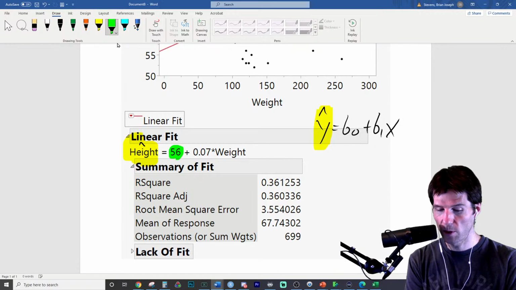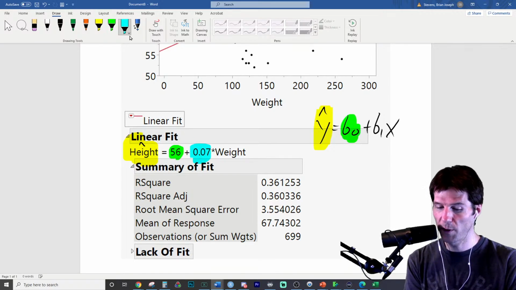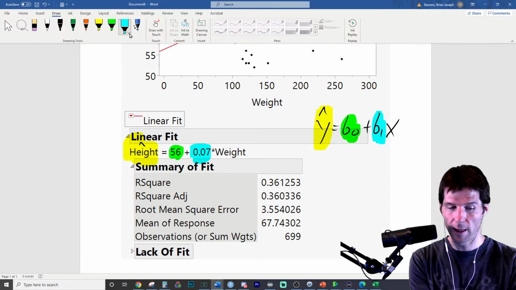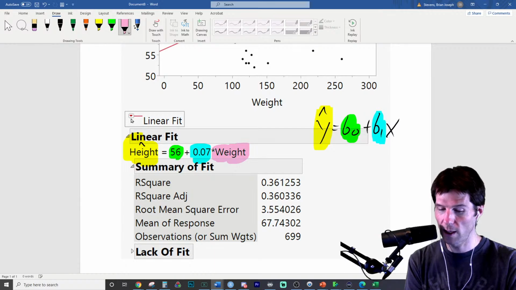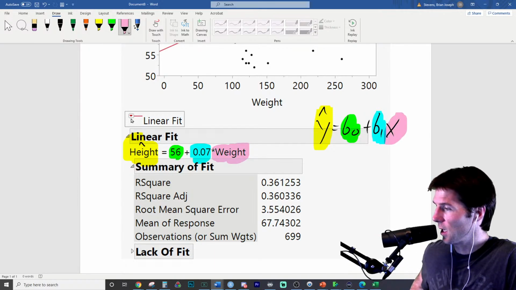The intercept, which is B0, is this right here. The slope coefficient is B1, and that leaves the x variable, which we are using to make predictions, which is weight right here. Does that make sense, Kayla, right here?